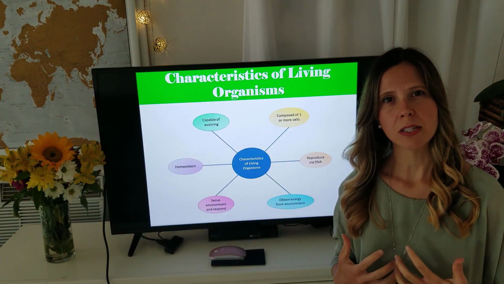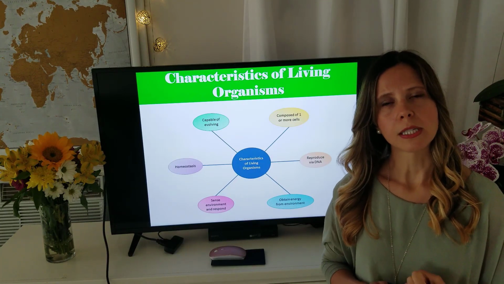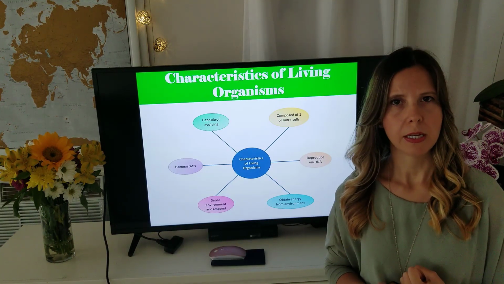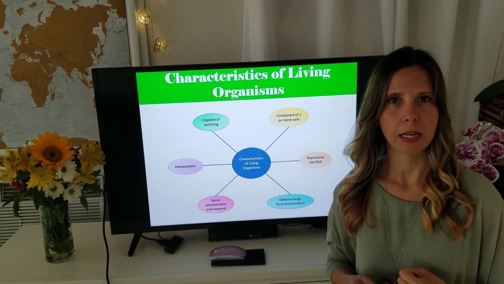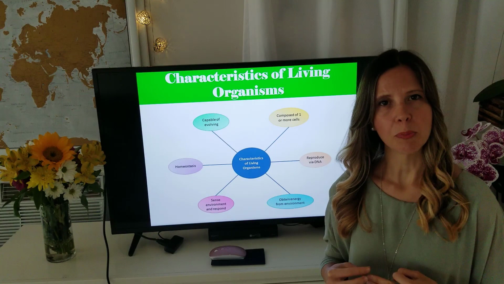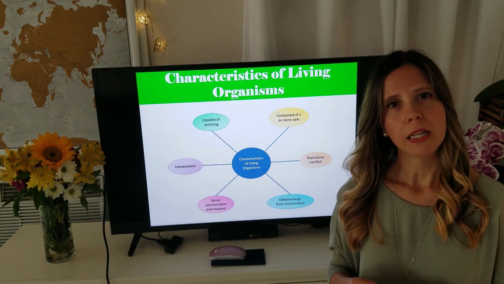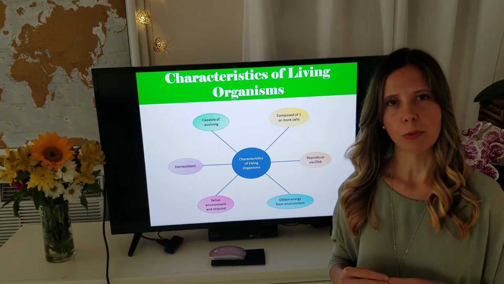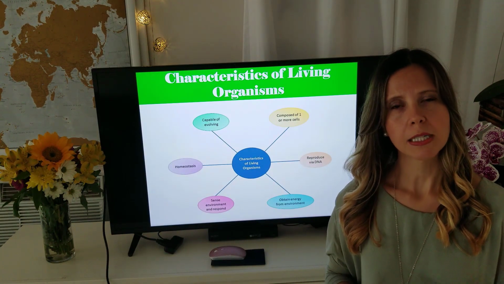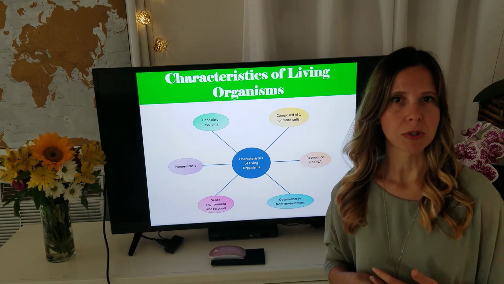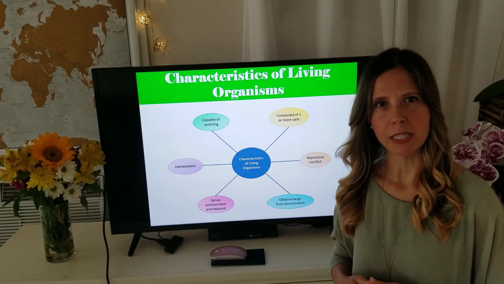Here we have 6 characteristics that all living organisms will possess. Firstly, all living organisms are composed of one or more cells. Secondly, living organisms are able to reproduce, and they do this using DNA. Thirdly, living organisms require an input of energy, and they're going to get this energy from their environment. Fourthly, living organisms are able to sense their environment around them. Fifthly, living organisms are capable of homeostasis. And lastly, living organisms are capable of evolution. Let's have a look at each of these characteristics in a little bit more detail.